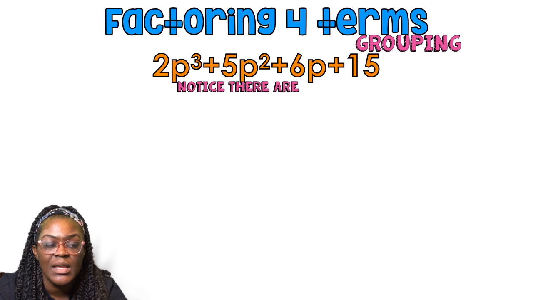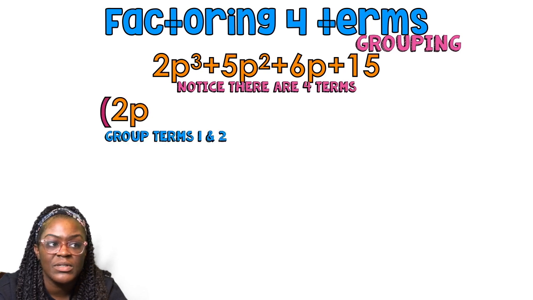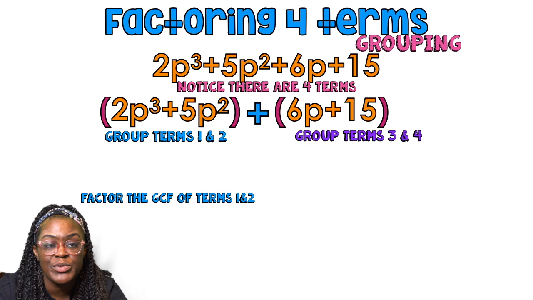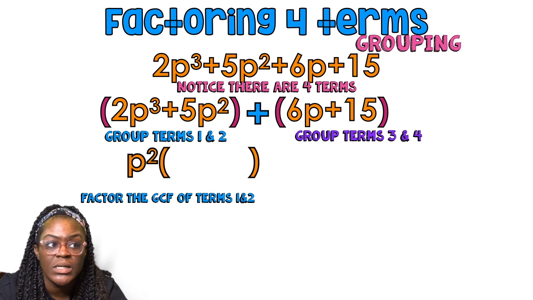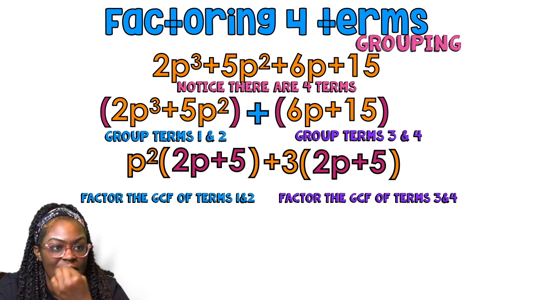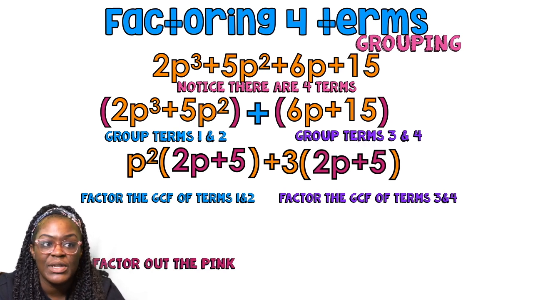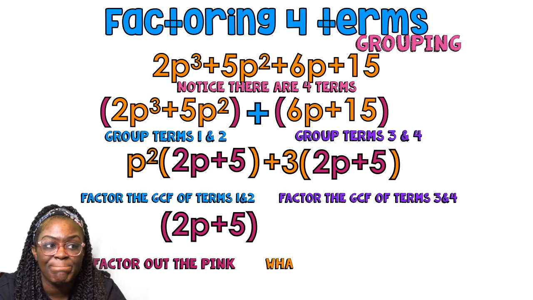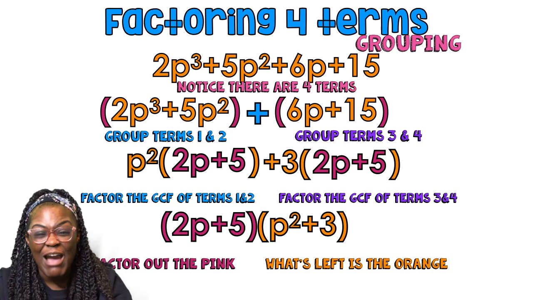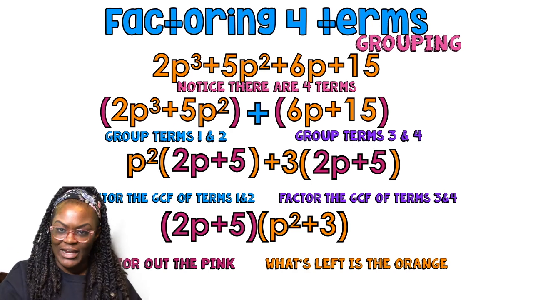Okay, same method. We have one more method after this one. So group the first two terms, group the second two terms, put a plus sign in the middle. Factor out the GCF of the first two terms, factor out the GCF of the second two terms. Make sure that the inside of the parentheses are matching. That's how you know you're doing it right. You factor out the matching part, and then what's left is the orange part, and that's your answer. That was method two.